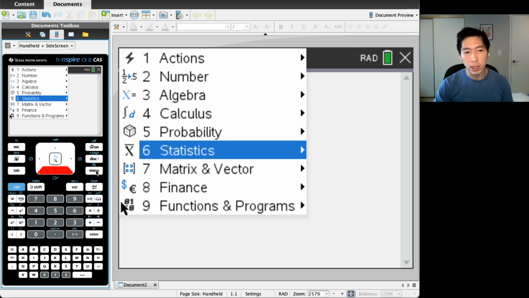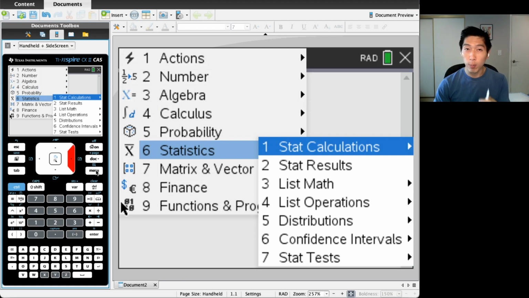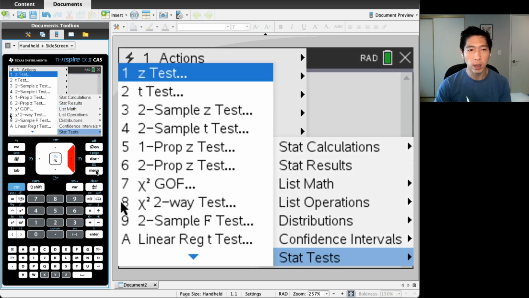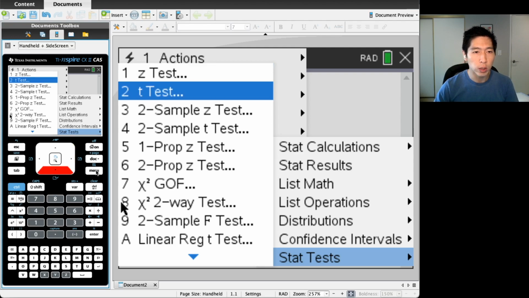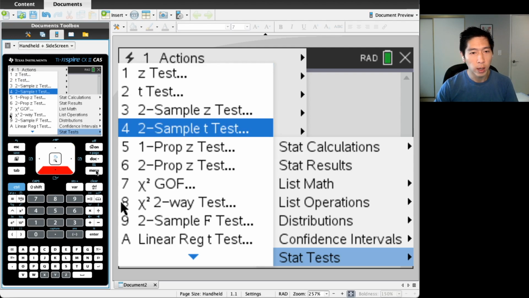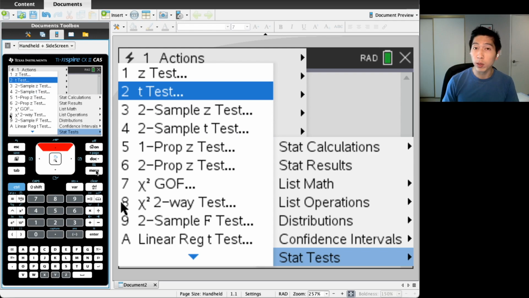We're going to go down to Statistics as usual. And again, we're doing a hypothesis test, a one sample t-test for means. So we're going to go to Stat Test. And which one most closely resembles a one sample t-test for means? Well, there's only two that's a t-test. This one and this one. So it's probably going to be the first one. This is a t-test for means right here.